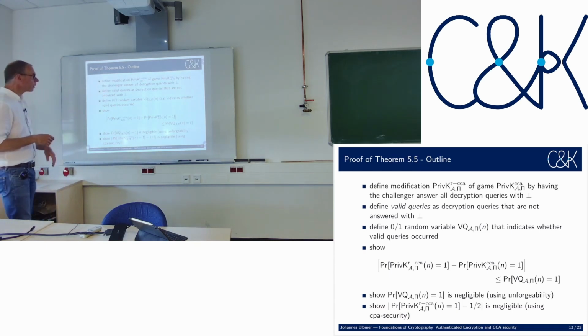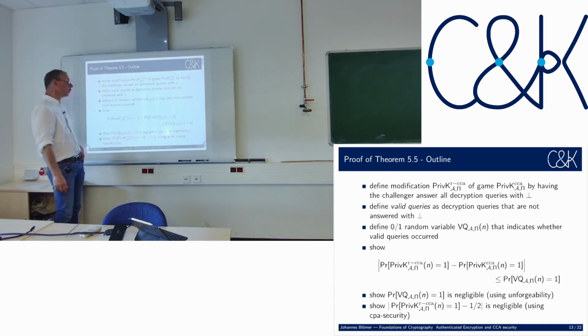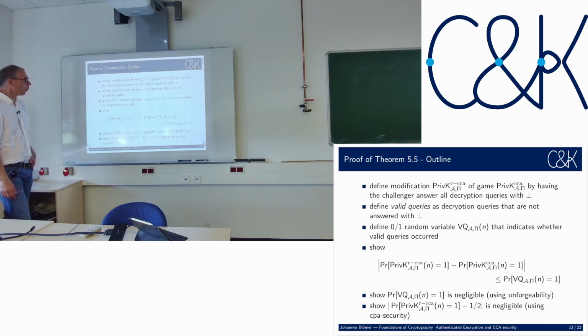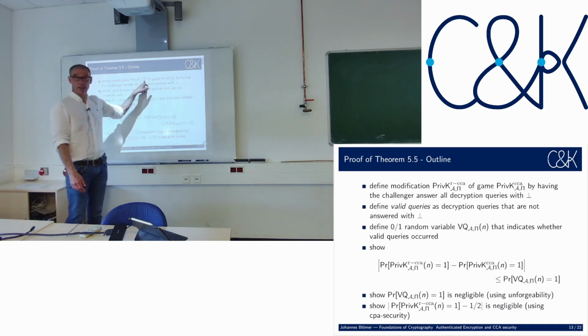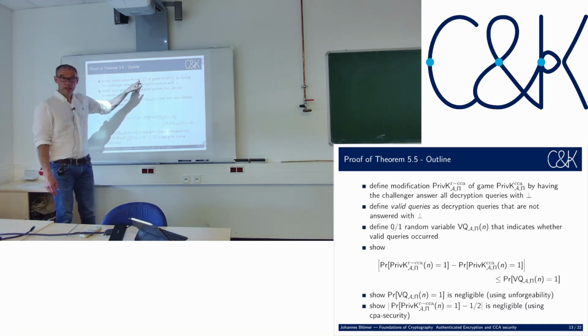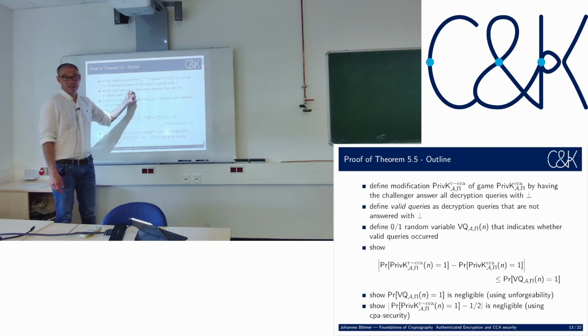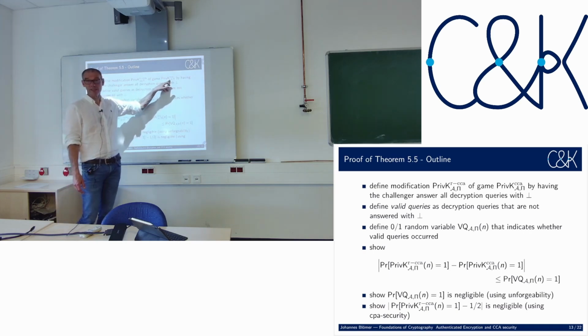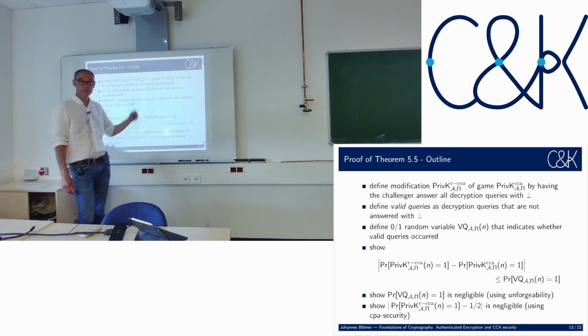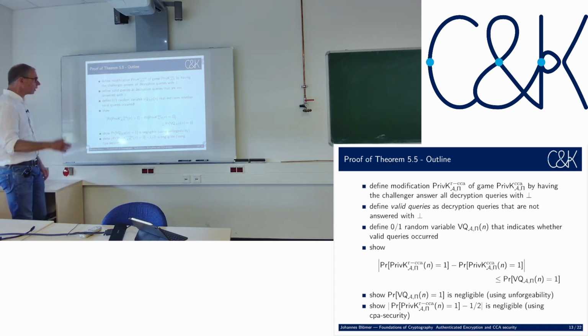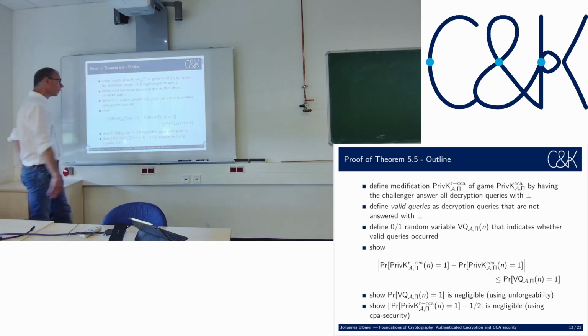And then what we will do is we define a random variable, VQ, a pi of n, that indicates whether valid queries occurred or not in this game or in this game. Notice that in this game we can also define a valid query. It just gets answered differently. In fact, it gets answered incorrectly in the sense of this game, because it should get the message and not the invalid or the failure symbol. Okay? So we can do this for both games.